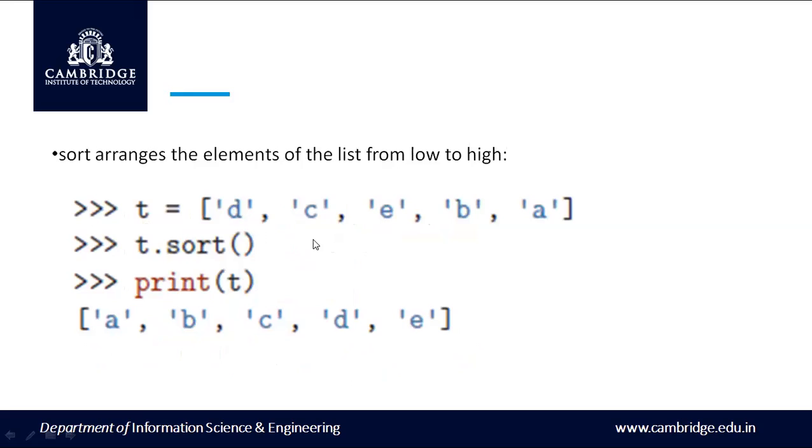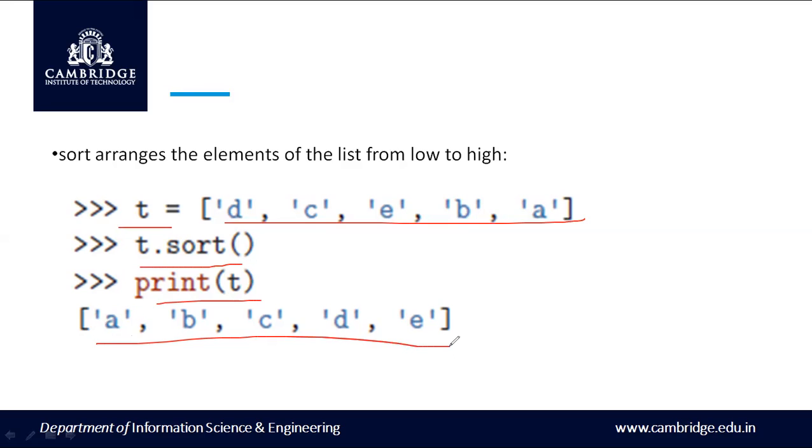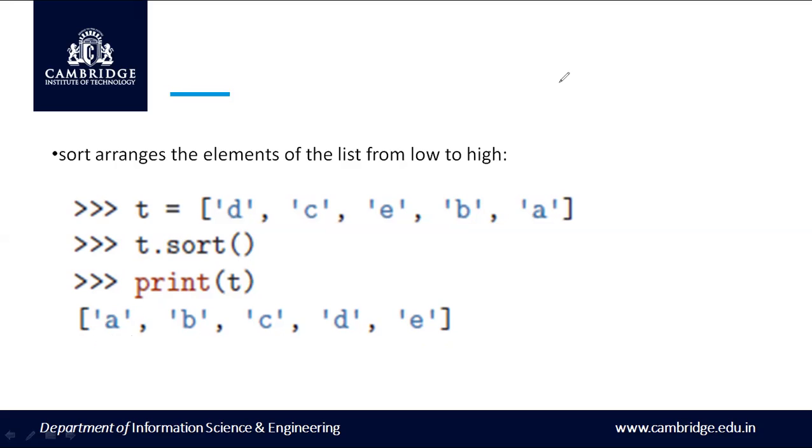And the last method in list is sort. Sort, as the name tells, arranges the items in the list from low to high. So here in this example, as a demonstration of sort, you can see the alphabets being jumbled in the particular list called T. When I give T dot sort and print this particular list, you can see the items being sorted. That is the usage of sort in lists.